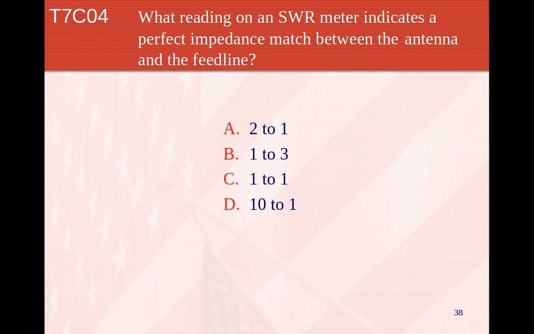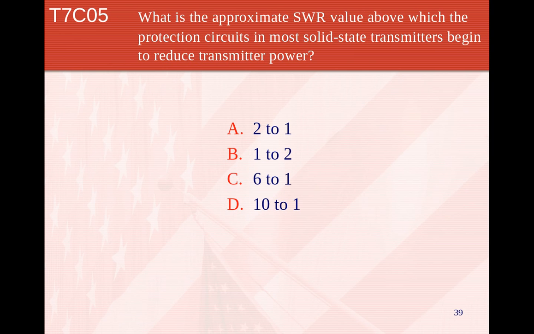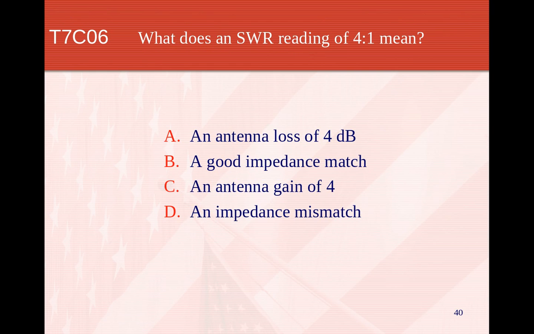What reading on an SWR meter indicates a perfect impedance match between the antenna and the feed line? 1 to 1. What is the approximate SWR value above which protection circuits in most solid state transmitters begin to reduce transmitter power? 2 to 1. What does an SWR reading of 4 to 1 mean? There's an impedance mismatch. Big time.